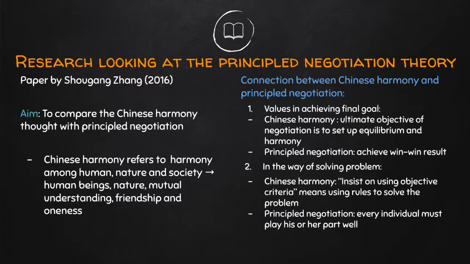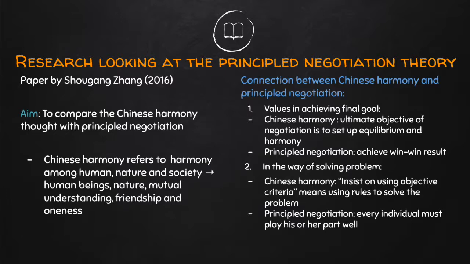One of them is the values in achieving the final goal. In the Chinese harmony perspective, the ultimate objective of negotiation is to set up equilibrium and harmony, while for principled negotiation, it is to achieve a win-win result. Another connection is the way of solving problems. For Chinese harmony, insisting on using objective criteria means using rules to solve the problem, while for principled negotiation, every individual must play his or her part well.